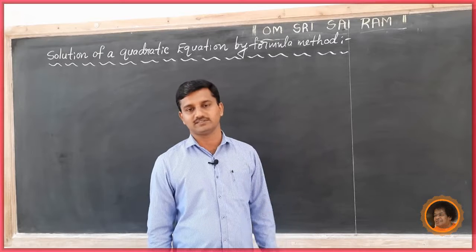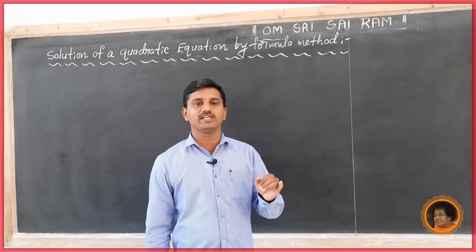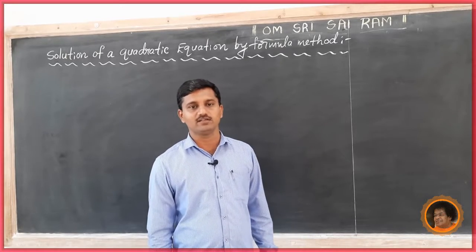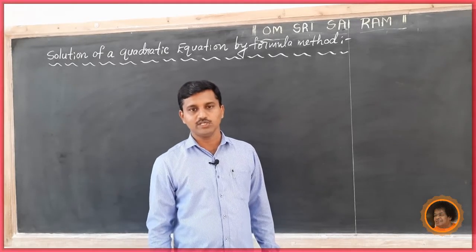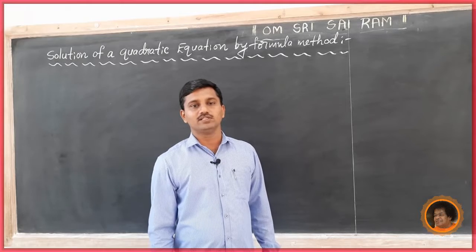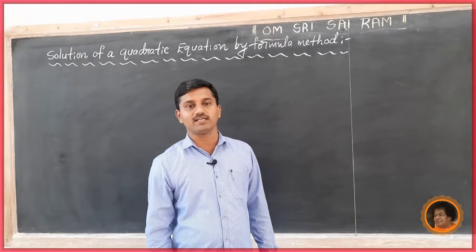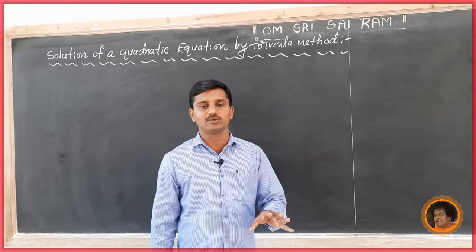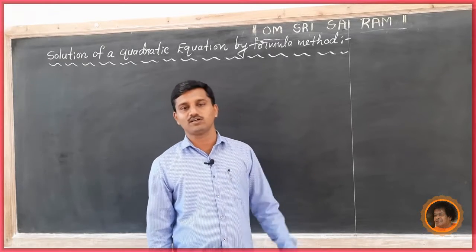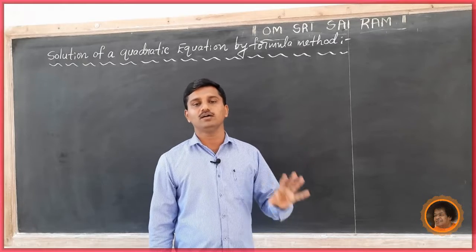There are several methods. The first one is the solution of the quadratic equation by factorization method, that is middle term factorization. What about the second one? Solutions of the quadratic equation by completing the square method. And the third one, solutions of the quadratic equation by formula method.